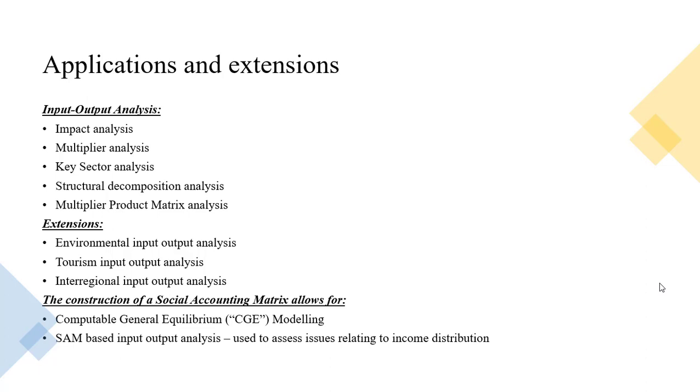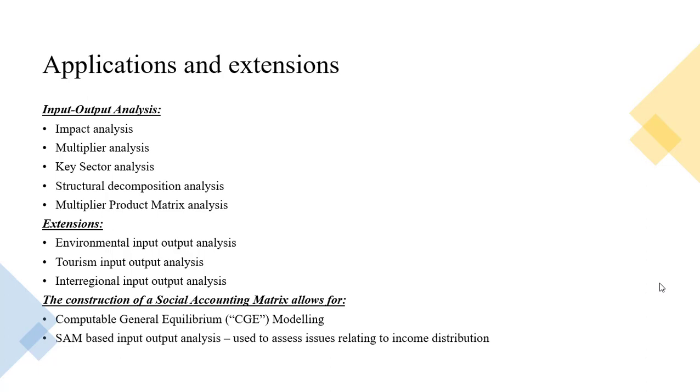We can also use it for structural decomposition analysis, singular value decomposition analysis, product mix analysis, etc. Recently, researchers also extended the concept of input-output to the environment in order to measure footprints: CO2 emissions, water emissions, land footprints, etc. Recently, some researchers have also constructed tourism-based input-output analysis. They construct social accounting matrices, tourism accounts, and inter-regional input-output analysis in order to understand the behavior and structure of a specific economy in more detail.